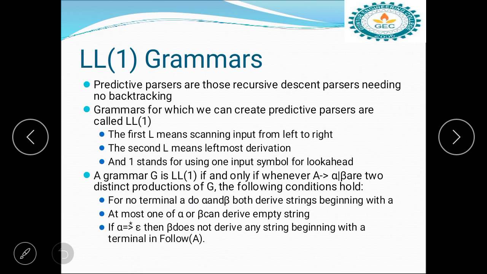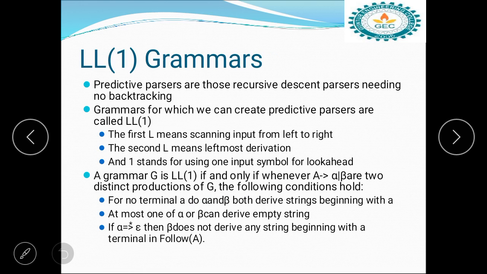LL(1) grammar. This is an example of top-down parsing. Before generating the LL(1) parse table, first check whether the given grammar is context-free or not, and also check for left recursion and left factoring. Predictive parsers, like recursive descent parsing, need no backtracking. Grammars for which we can create predictive parsers are called LL(1).